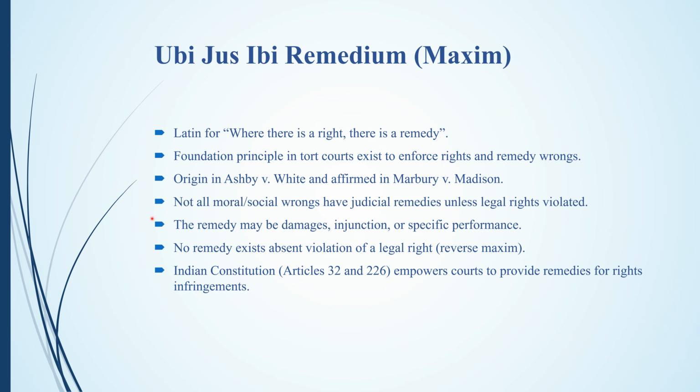Not all moral or social wrongs have judicial remedies unless legal rights are violated. This is also very important, which means that there must be a legal right involved, not just a moral or social expectation, for the law to intervene. The remedy may be damages, injunctions, or specific performance. We already saw this. In order to stop a harmful act, injunctions can be given, and to fix a wrong, courts can order compensation or damages, and also require someone to do something, which is called specific performance.